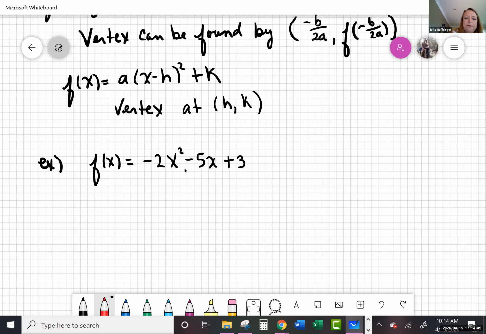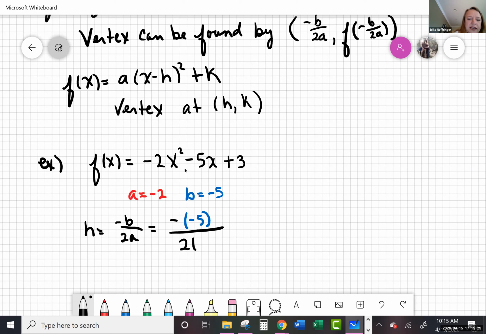And so I would use the vertex formula. I need to figure out what b is and what a is so that I can figure out what my formula is. So looking at this, I know that a is negative 2. I can see that b is negative 5. I see c is 3, but I don't need that for the vertex formula. And so h is equal to negative b again over 2a. Let's plug in those values that we found. We get negative b, which is negative 5, all over 2 times a, and a we saw was negative 2.